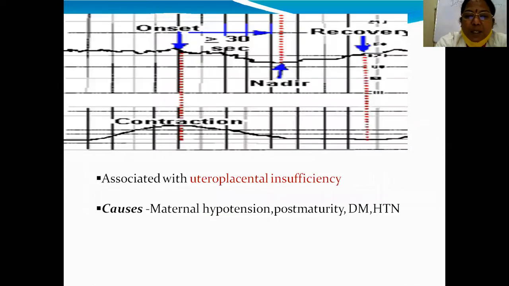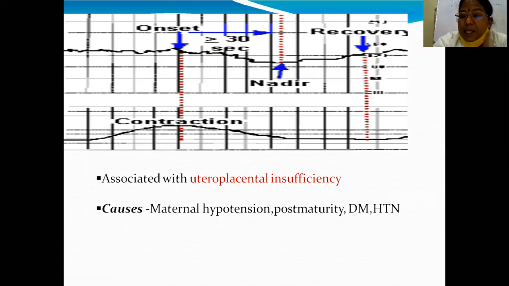And this is, see here, the onset of the decreasing heart rate; it is the peak of the uterine contraction. When there is a decrease in the heart rate, it is already the recovery of the uterine contraction, and then it recovers. When there is no contraction, only the recovery has come. So this onset, nadir and recovery is not correlating with the onset, peak and recovery of the uterine contractions. So the most important is late decelerations.